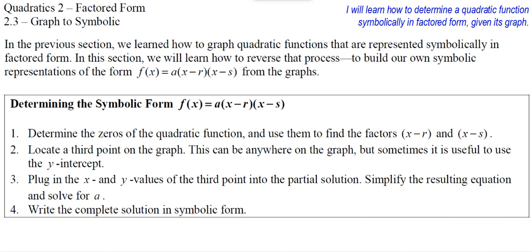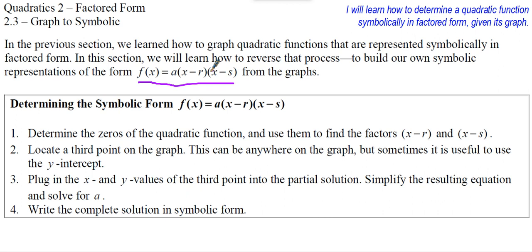In the previous section, we learned how to graph quadratic functions that are given in equations or in factored form. In this section, we will learn how to reverse the process to build our own symbolic representations of the form f of x equals a times x minus r times x minus s from the graph.